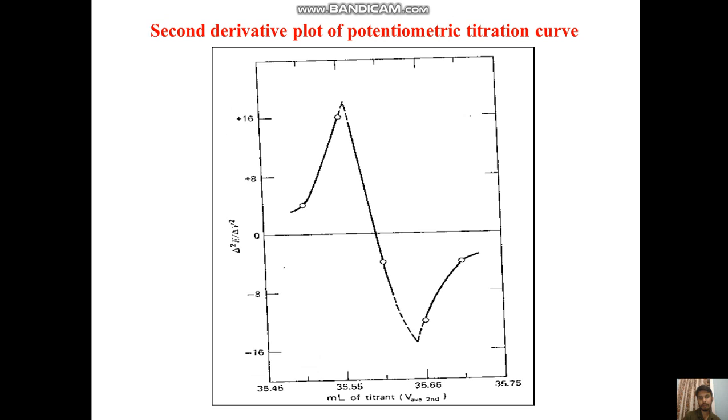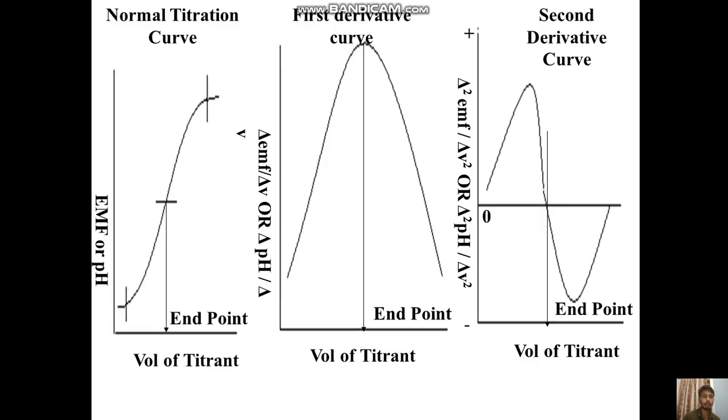This is a first derivative curve. This is the second derivative curve we are getting, as you can see. And ultimately, in case of normal titration curve, we are getting the endpoint here like this, volume of titrant. Here you can see the first graph, and in the first derivative curve we are getting the endpoint like this, and for the second derivative curve we are getting this type of endpoint.